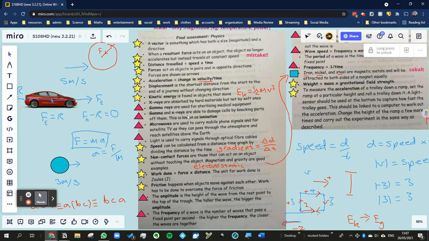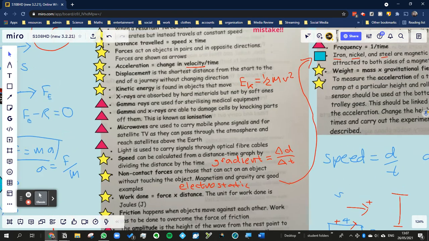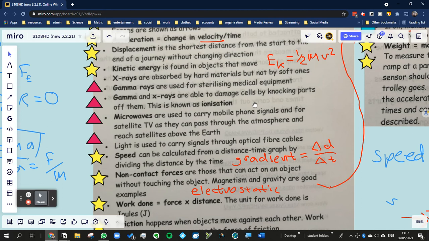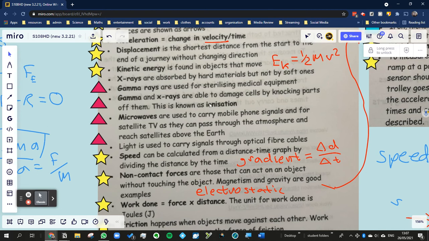Gamma and X-rays are used to damage cells by knocking parts off them. This is called ionization. It's kind of an oversimplification, knocking parts off them. What does ionization mean? This is chemistry, isn't it? We've heard of ions before. So I think maybe I'm going to pause the video and get a few simulations ready to demonstrate some of this.